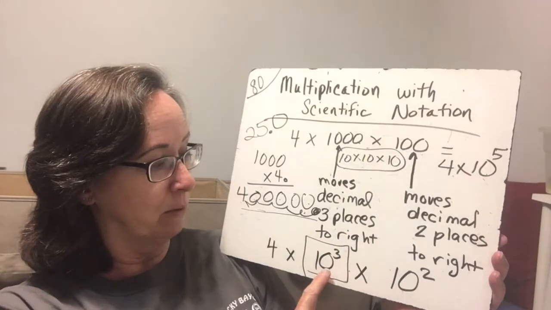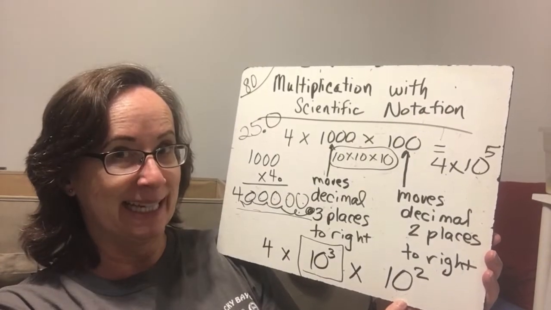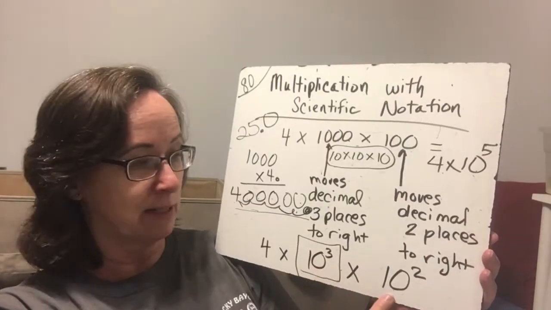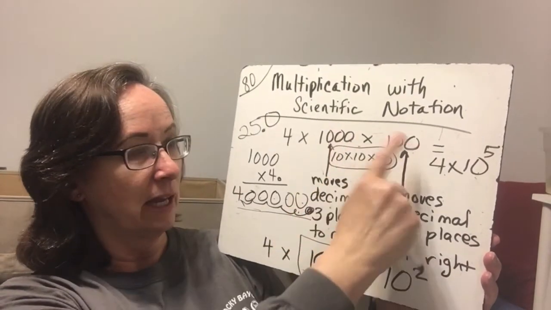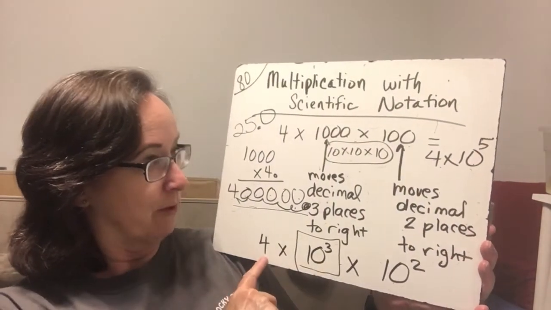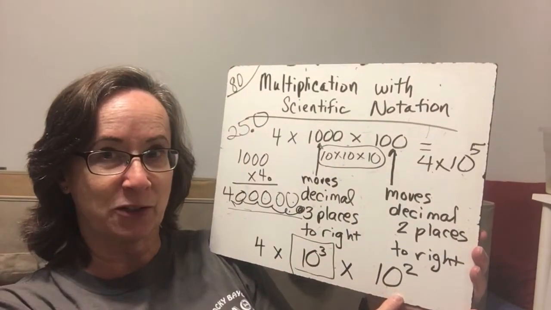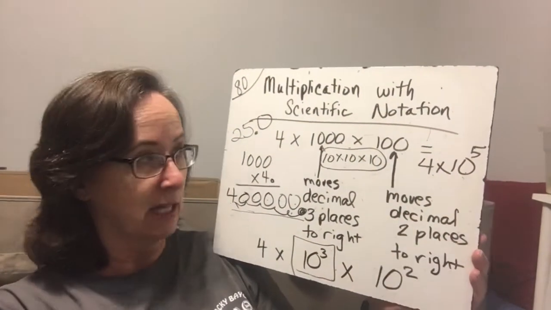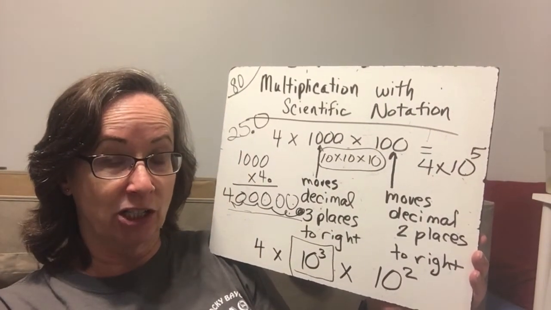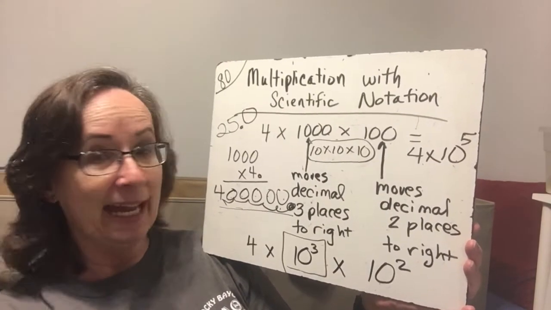And when we multiply the 10 cubed times the 10 squared, it's going to end up being 10 to the 5th. This had 3 zeros. This has 2 zeros. And all together, when we put them together, we get 5 zeros. So the 4 stayed the 4, and the 10 cubed times the 10 squared became 10 to the 5th. This allows us to multiply very, very large numbers and very, very small numbers very easily and quickly.